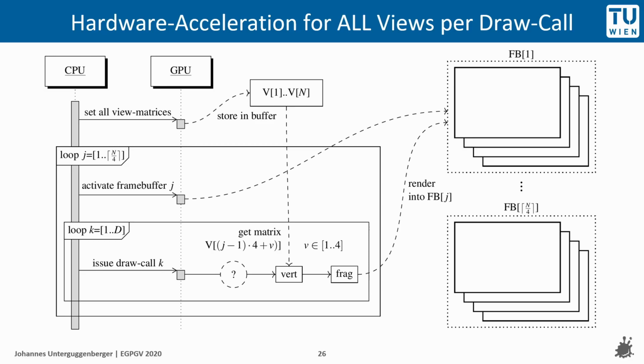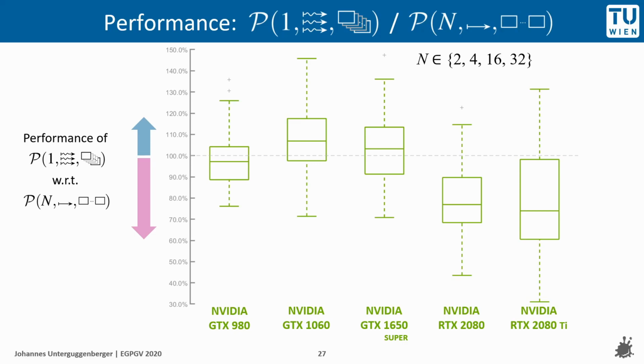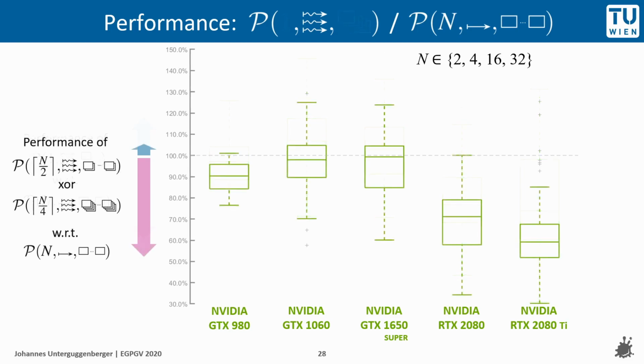Back to the performance comparisons. This is the same diagram that I've shown before making the adaptations to the OVR multiview pipelines. Let's now switch to the new, fully hardware-accelerated variants with more iterations.